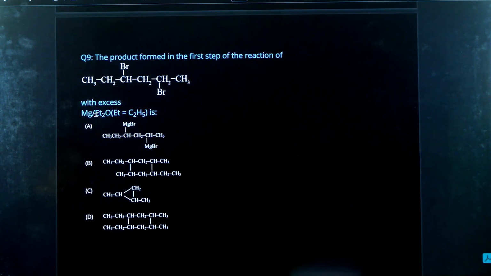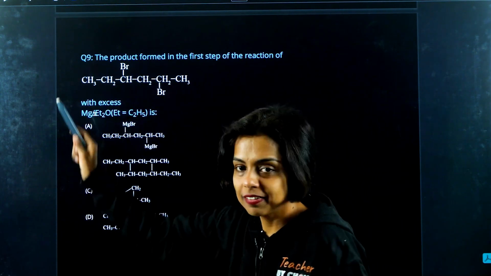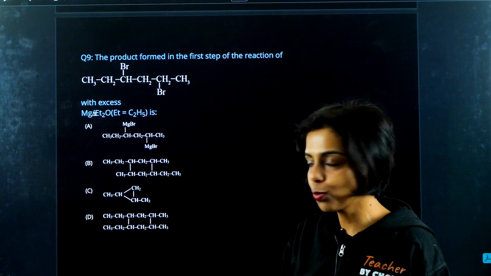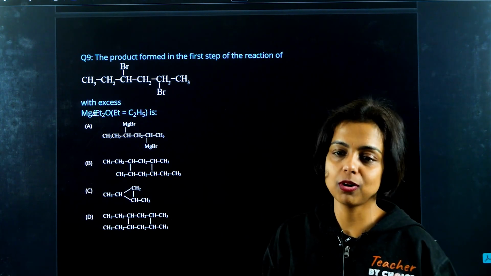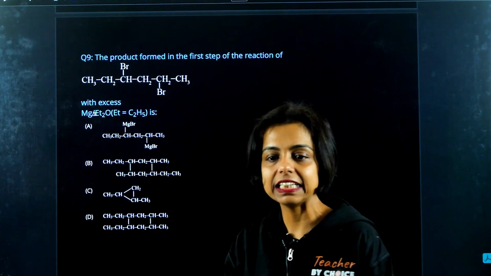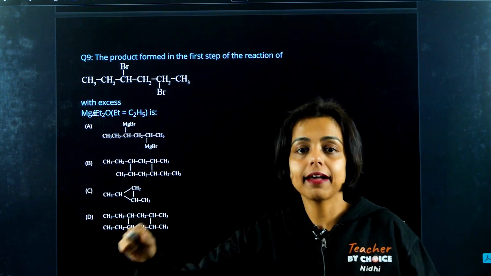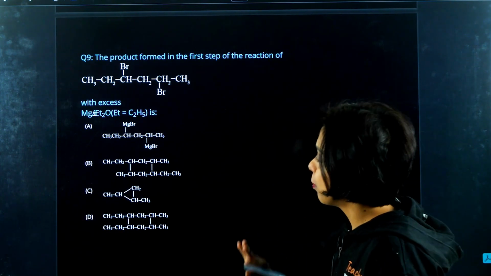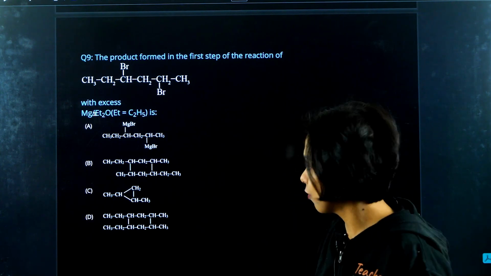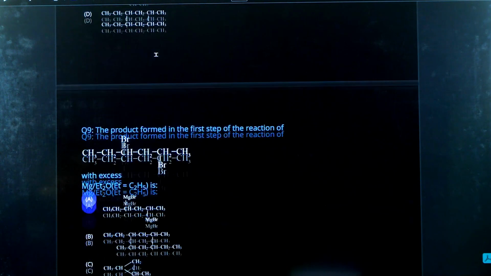Question number 9. The product formed in the first step of the reaction. Okay, the first step. So you have an alkyl halide. You can see you have 2 bromines on this, and magnesium with diethyl ether, so Grignard reagent will be formed. Obvious, right? Magnesium with diethyl ether, you get Grignard reagent formation. Both the Br will get MgBr. RMgX formation reaction it is. So the very first step they are asking, so definitely it will form Grignard reagent here. That is A for apple. So yes, A for apple is the answer. RMgX Grignard reagent formation, guys. So the answer is A.